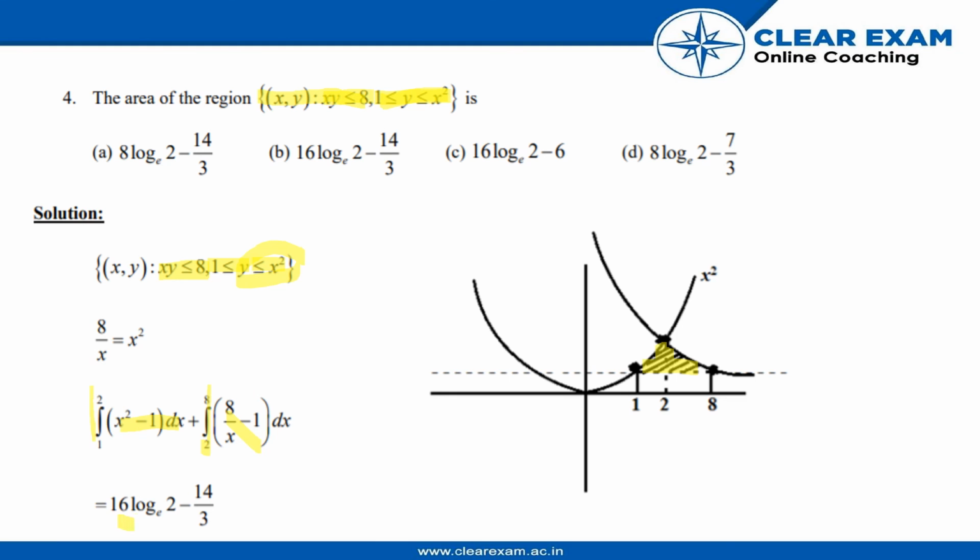2 minus 14 by 3. So option B is the correct answer.